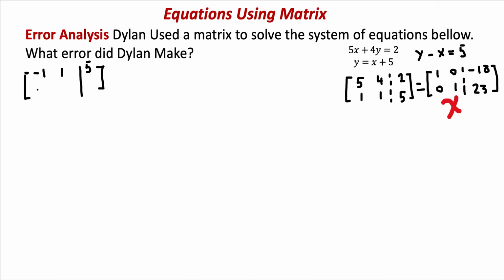And now the first equation I'm putting here. The coefficient of x is a 5. The coefficient of y is a 4. And the last number is 2. So this way we can write it.